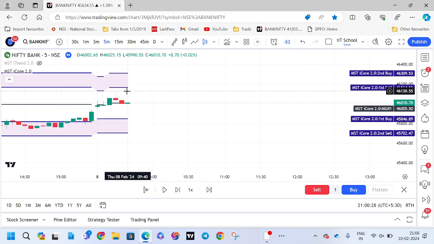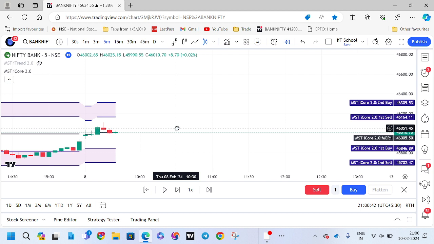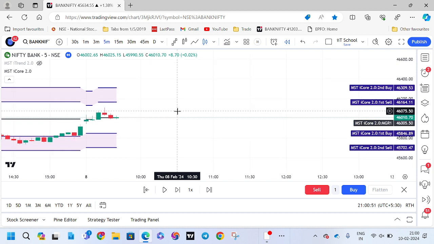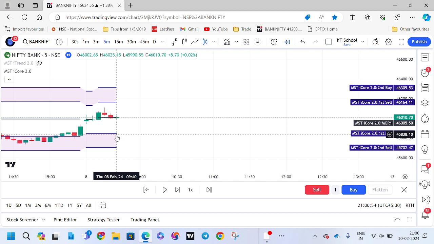And secondly, if SL hits on one side, you have to go for the other side. Suppose you have taken a put option here and SL hit, immediately you have to buy a call option on the reversal side so that you can recover your loss on the same day and exit the market with profit of the day. Similarly, if you are taking a call option here and instead of giving the target, it gives the loss, SL hit, then you will have to take the put option once the market is breaching this second line. So this is the basic funda of our MST iCore 2.0.